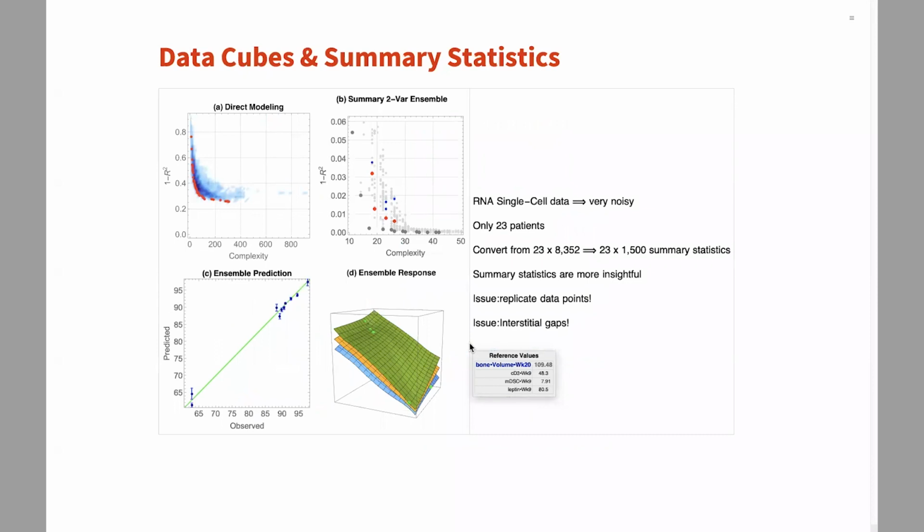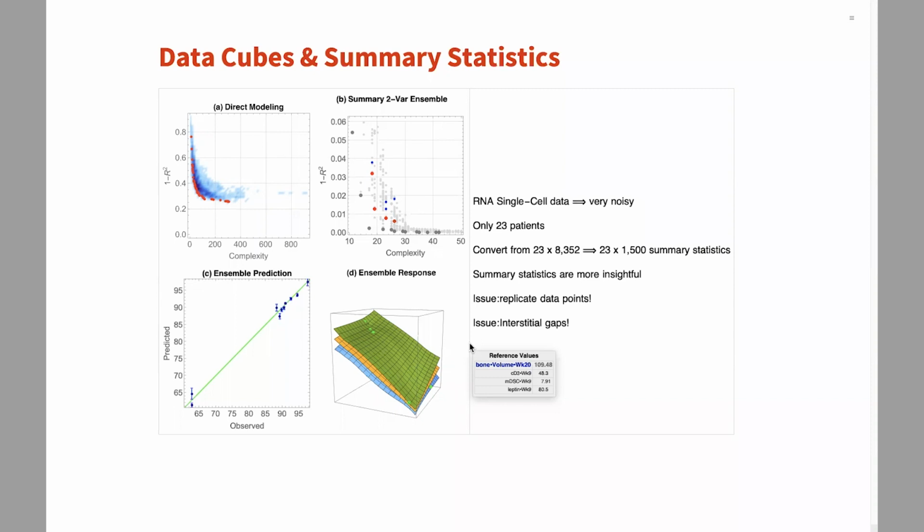Data cubes and summary statistics. This is the single cell RNA where they've got 8,000 experiments, but they only have 20 patients. They basically have the same data record over and over again. So we can model on the metabolites, or the features that they measured, the RNA actually out of the single cell.